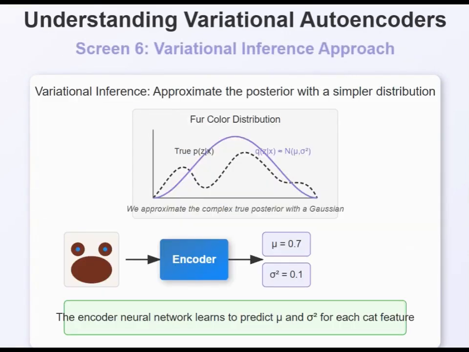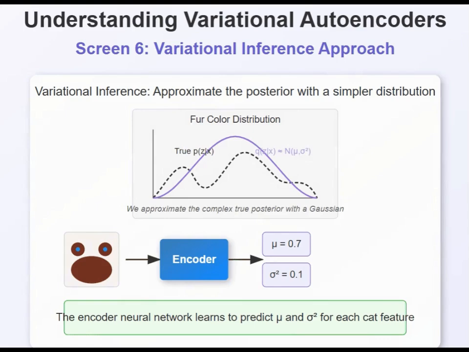Now let's see how neural networks help us implement variational inference in practice. We need to approximate two key probability distributions, the posterior distribution q(z given x) and the likelihood p(x given z). First, let's look at the encoder network. This neural network takes a cat image x as input and outputs parameters for our approximate posterior q(z given x). Specifically, for each latent feature, it outputs a mean mu and a variance sigma squared, defining a Gaussian distribution.